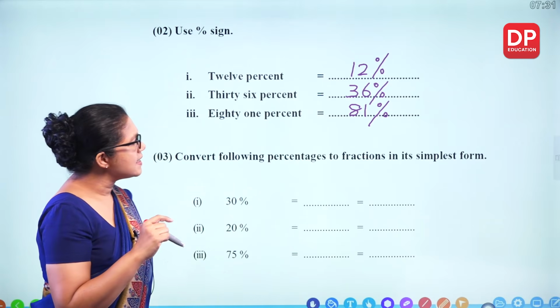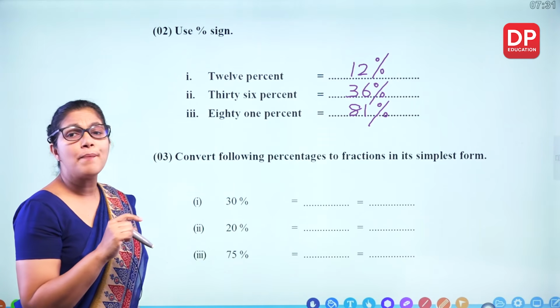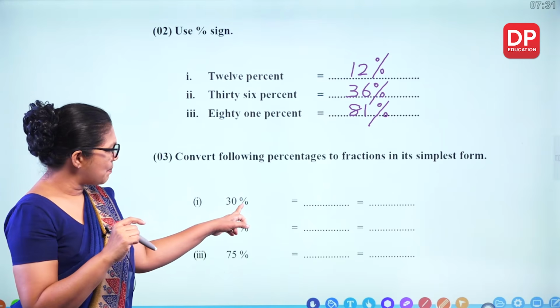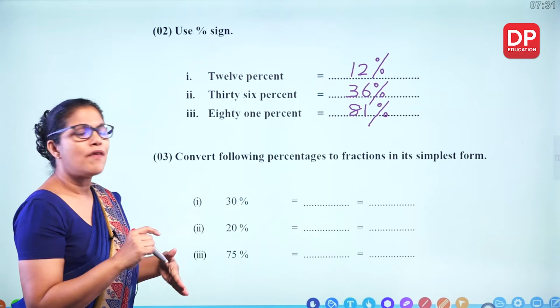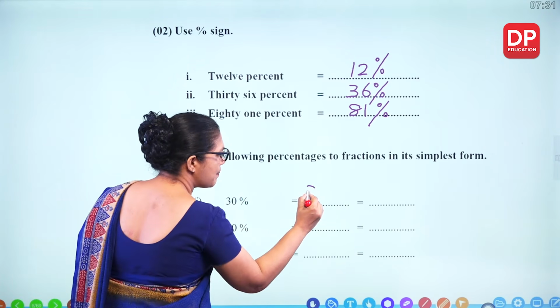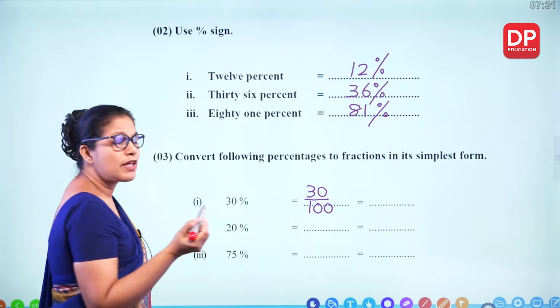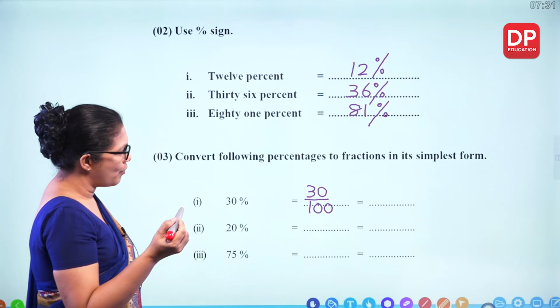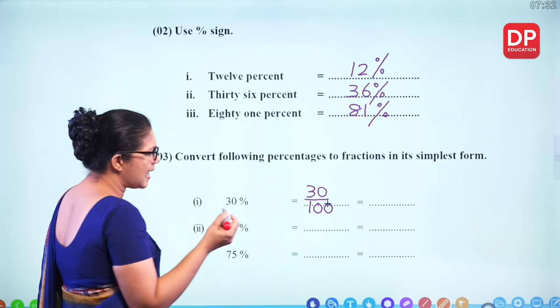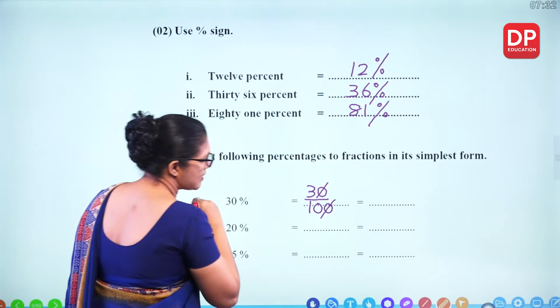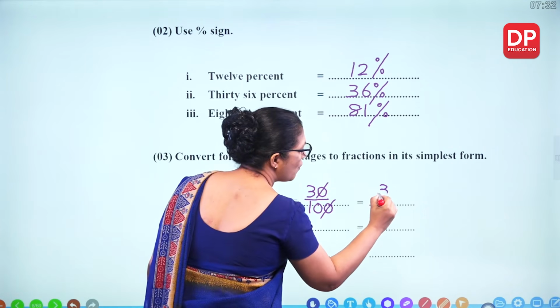Convert the following percentages to fractions in their simplest form. So what does the percent sign mean? Out of 100. I can write 30% as 30 over 100, and then try to simplify. I can divide both the numerator and the denominator by 10 first. This gets cancelled out, so you get 3 over 10.